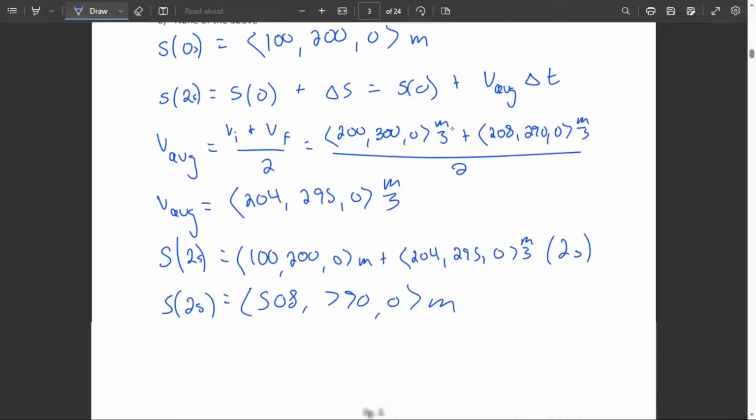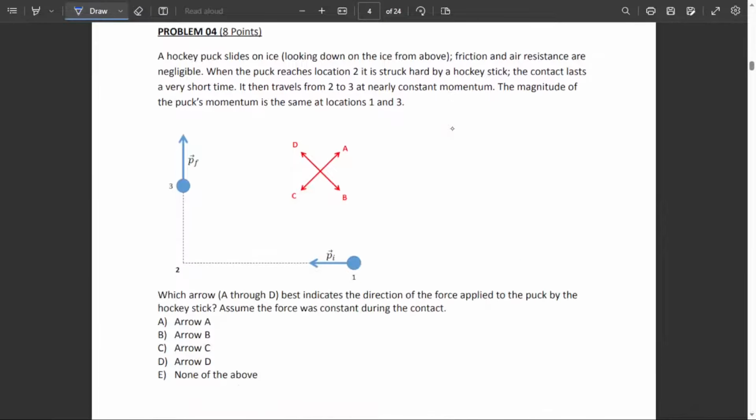Alright, cool. Next question. Problem 4. A hockey puck slides on ice, looking down on the ice from above. Friction and air resistance are negligible. When the puck reaches location 2, it is struck hard by a hockey stick. The contact lasts a very short time. It then travels from 2 to 3 at nearly constant momentum. The magnitude of the puck's momentum is the same at locations 1 and 3. Which arrow best indicates the direction of the force applied to the puck by the hockey stick, assuming the force is constant during the contact?